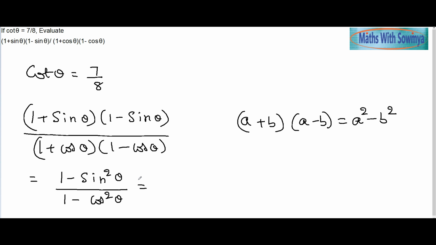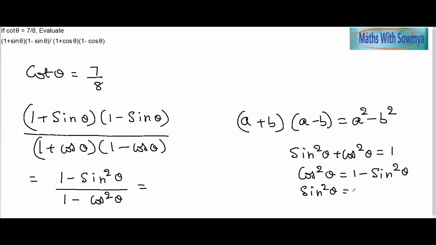This is done when we know the formulas. We know the formula which says sin square theta plus cos square theta is equal to 1. So cos square theta alone is 1 minus sin square theta, and sin square theta is equal to 1 minus cos square theta. So 1 minus sin square theta gives us cos square theta, and 1 minus cos square theta is sin square theta.